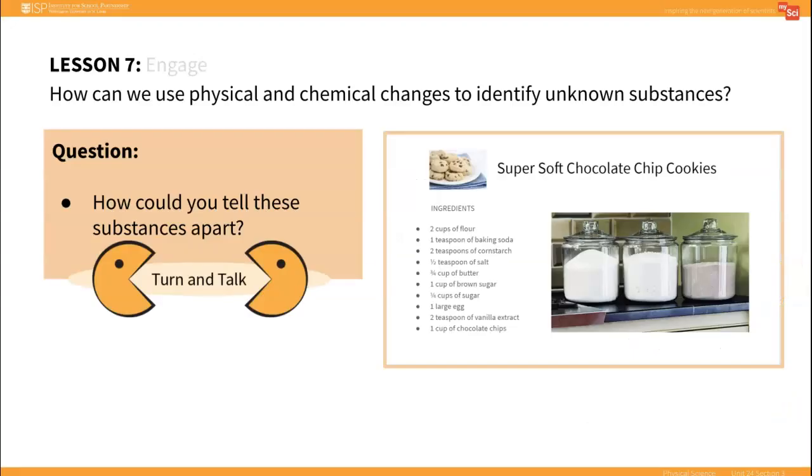In the engage portion of this lesson, you're going to introduce students to the problem that they're trying to solve during this lesson. Set up the scenario that you're going to bake a batch of cookies for an upcoming school event. As you're going through the cabinet, you're able to find all of the ingredients except for the sugar, cornstarch, and baking soda. That being said, you have these 3 containers of unlabeled powders that you think are sugar, cornstarch, and baking soda, but you can't tell them apart. You're going to ask the students, what do they think we can do to figure out which substance is which?